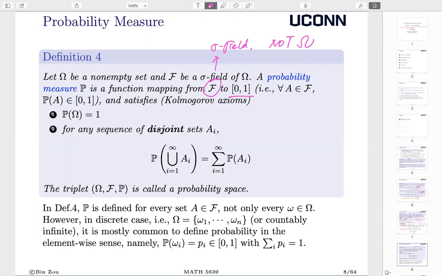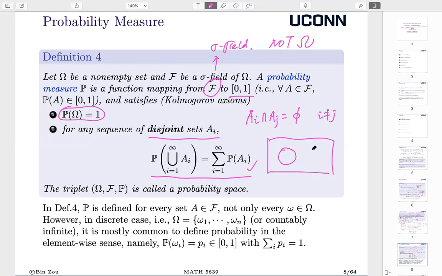So here we have two conditions. First, the probability of the sample space is 1. And if you have disjoint sets, disjoint meaning A_i intersect A_j is empty if i is not equal to j, okay? And if you have disjoint sets, the probability of the union is the summation of all probabilities. Well, this makes sense, right? At least for two sets.